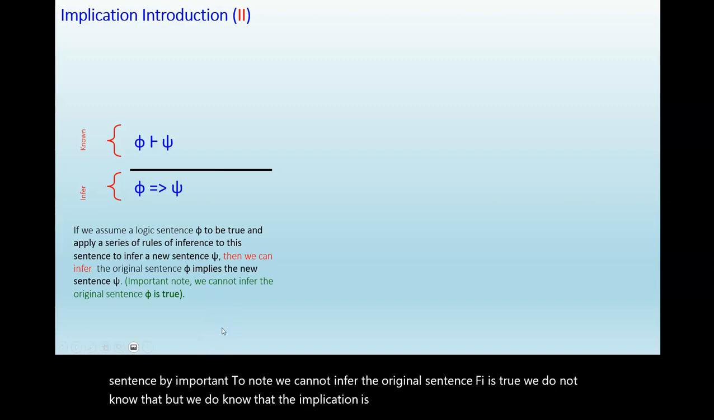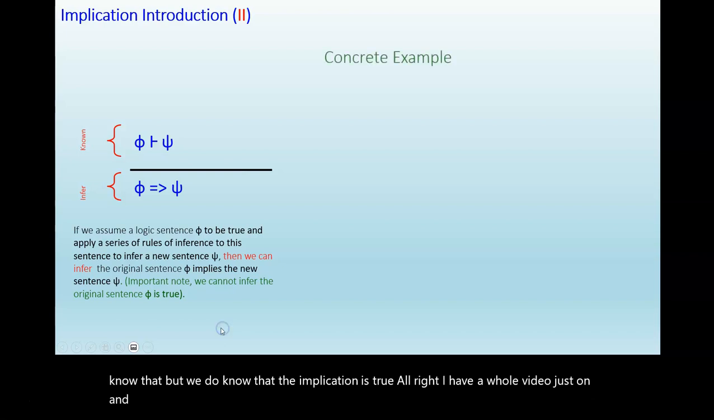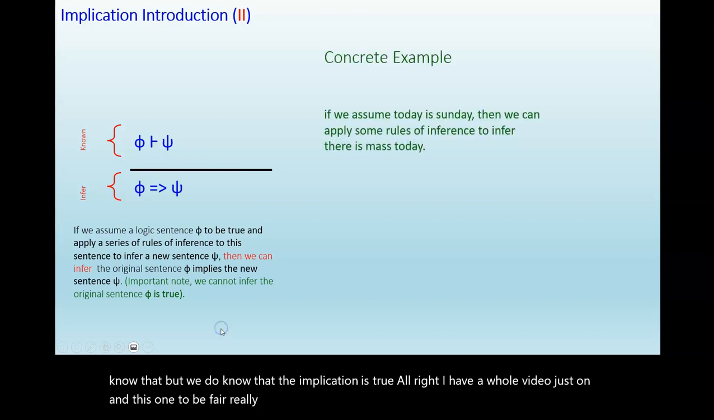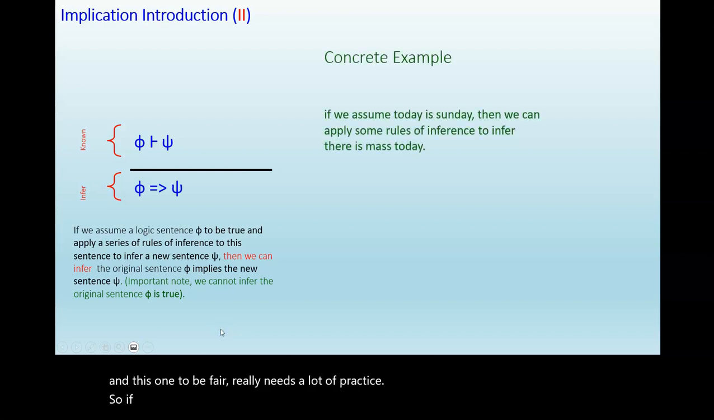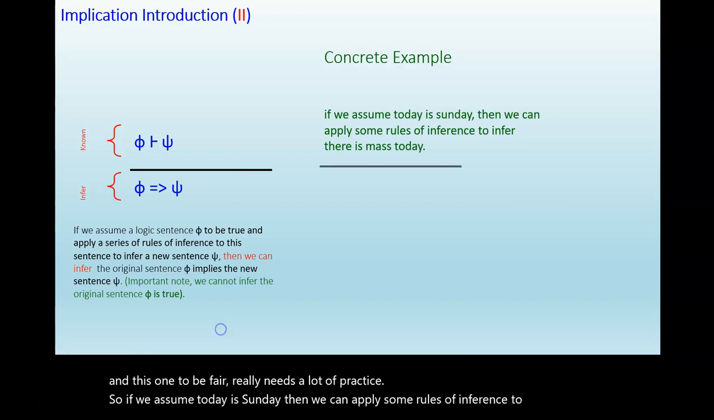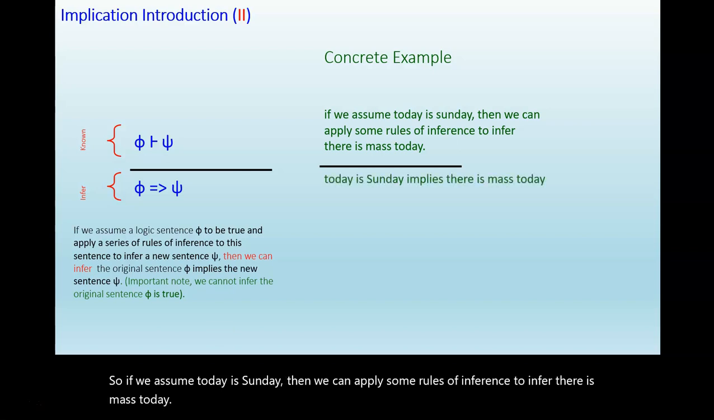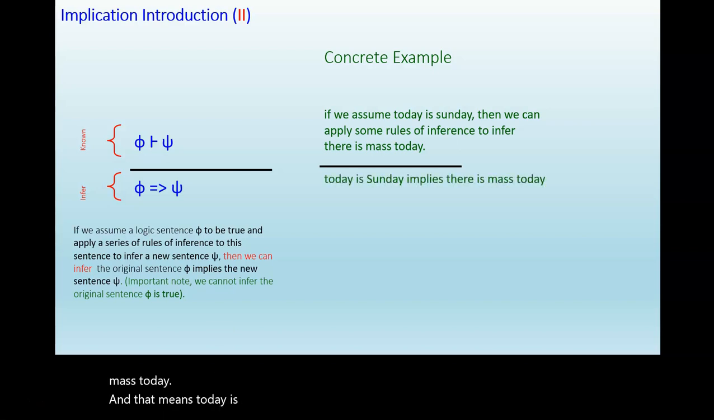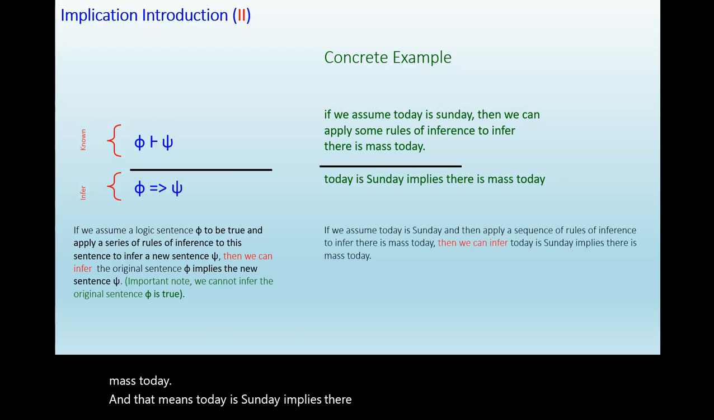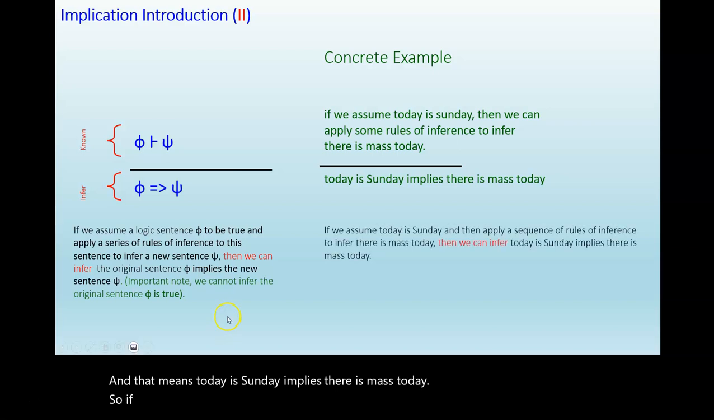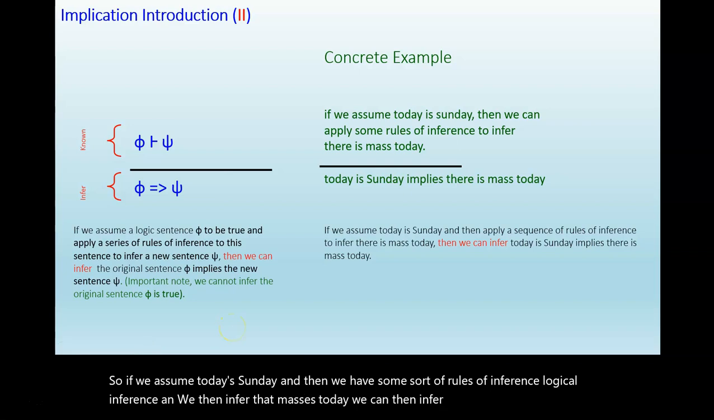Alright, I have a whole video just on that, and this one, to be fair, really needs a lot of practice. So if we assume today is Sunday, then we can apply some rules of inference to infer there is Mass today. And that means today is Sunday implies there is Mass today. So if we assume today is Sunday and then we have some sort of rules of logical inference, and we then infer that Mass is today, we can then infer that today is Sunday implies there's Mass today. That's what this is saying.